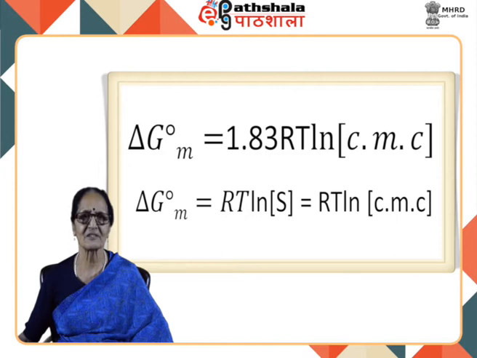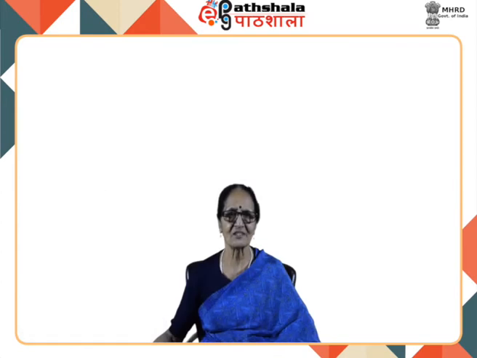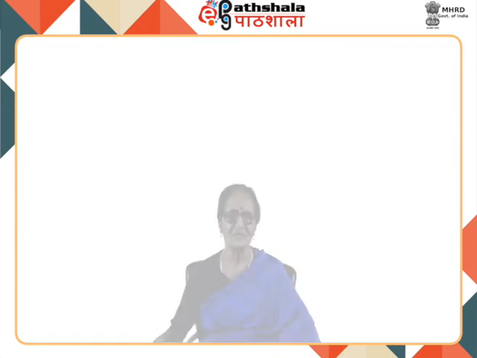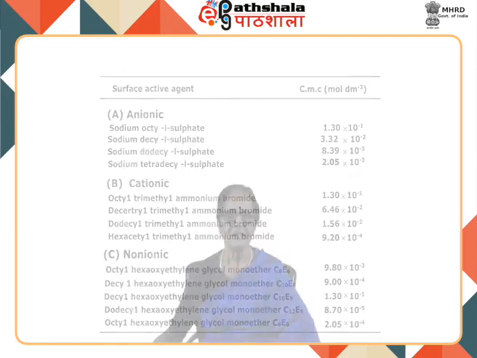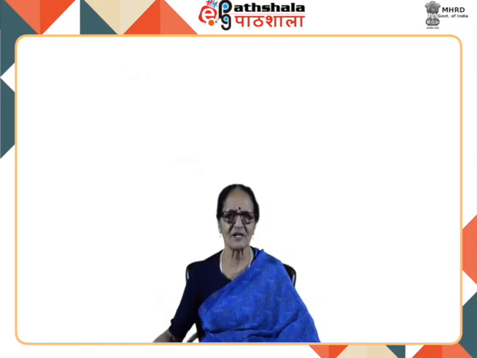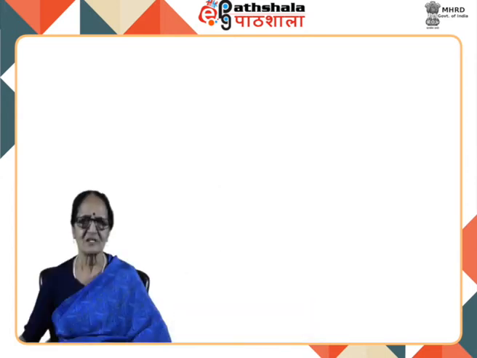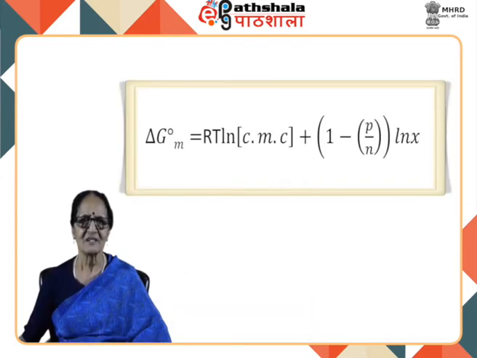for ionic surfactants than with non-ionic surfactants of the same alkyl chain length, which can also be seen in the table. The table shows CMC values for various surface active agents, and CMC is given in mole per decimeter cube. In the presence of excess added electrolyte with mole fraction x1, the free energy of micellization is given by equation 17. This equation shows that as mole fraction increases, the CMC decreases.